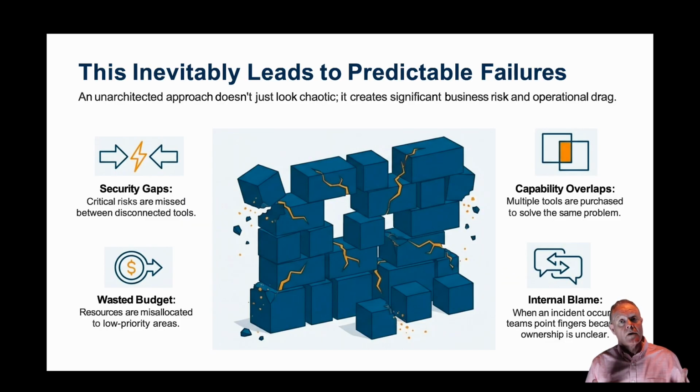Predictable failures of an unarchitected approach. The failures that follow are really predictable. Security gaps appear between tools. Budgets get wasted on overlapping capabilities. Incidents trigger finger pointing instead of clarity. This isn't a tooling problem. This is a design problem, and design problems create business risk.